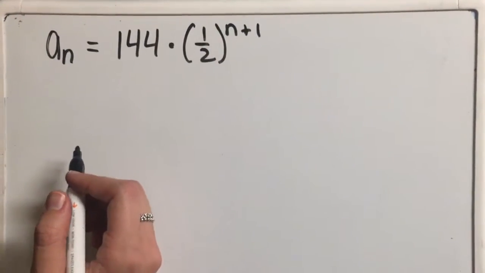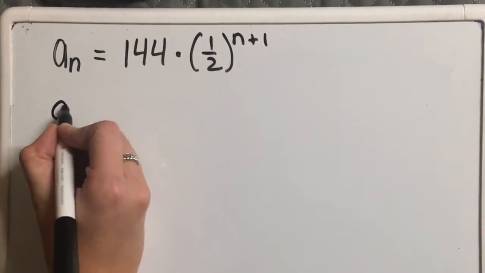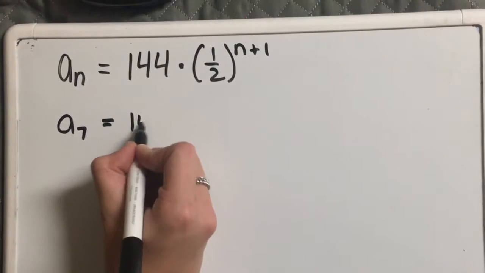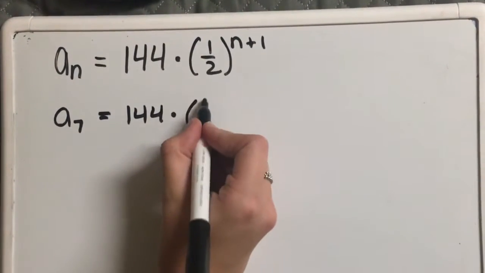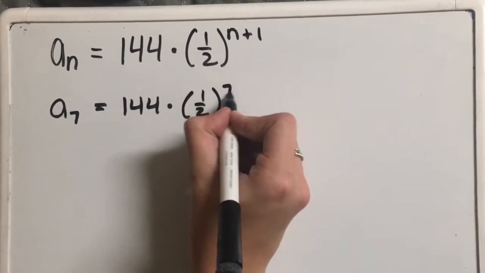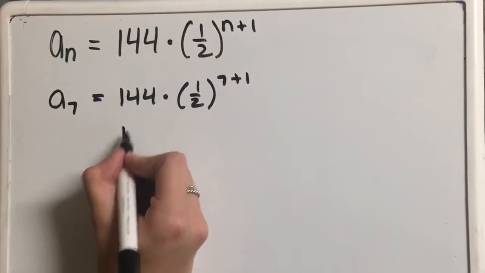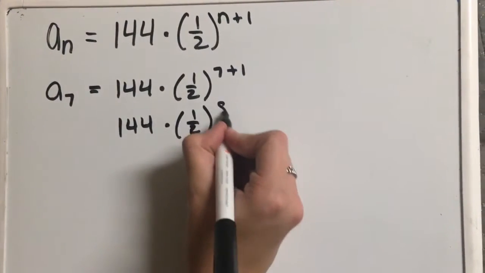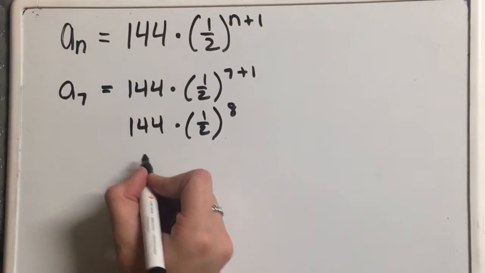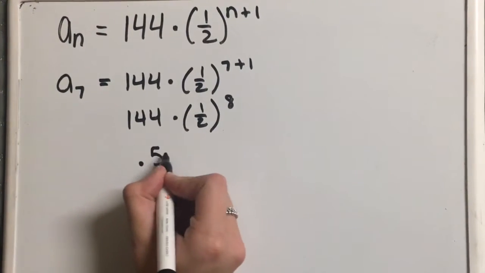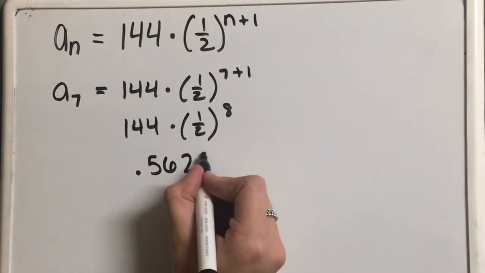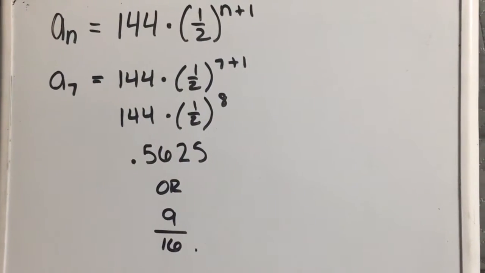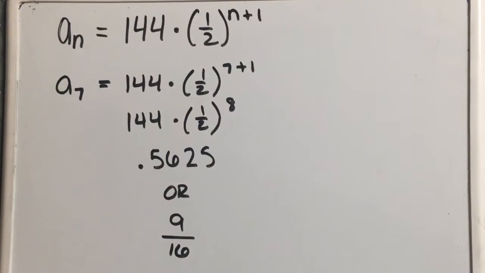Now that we know the equation to this sequence, we can find any term. For example, if we wanted to find the seventh term, we would do 144 times 1/2 to the 7 plus 1 power, or 144 times 1/2 to the 8th power. This equals 0.5625, or 9/16. Therefore, 9/16 is the seventh term.